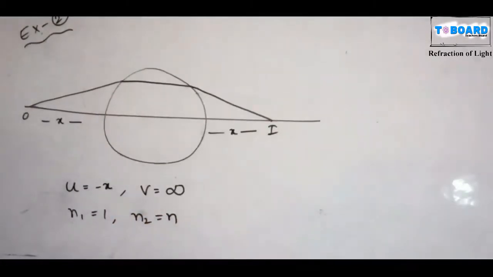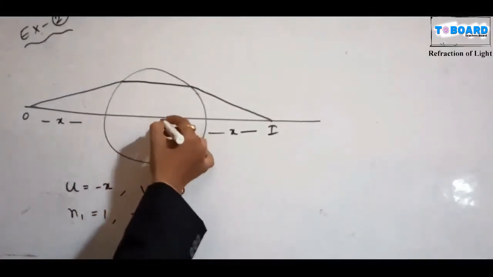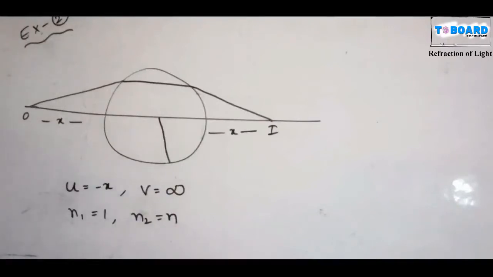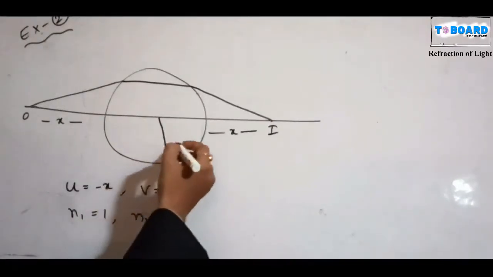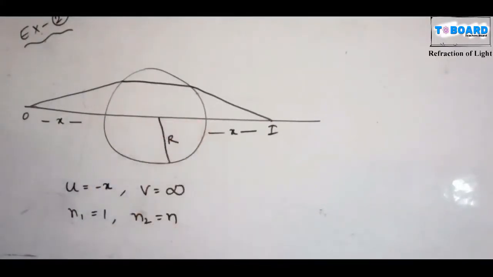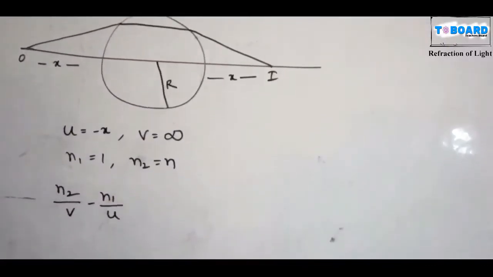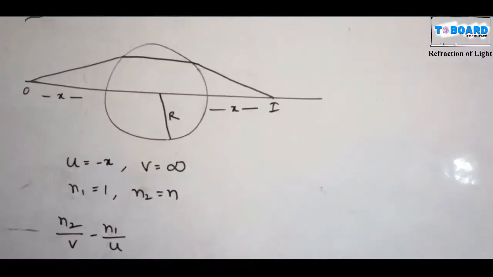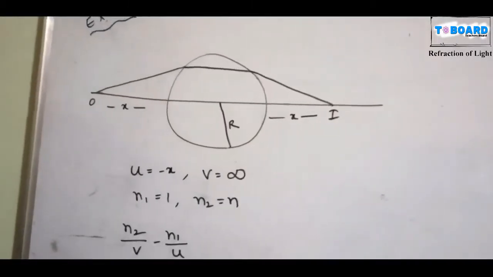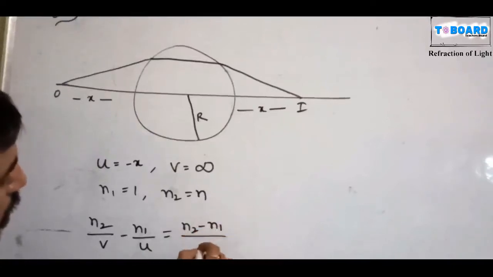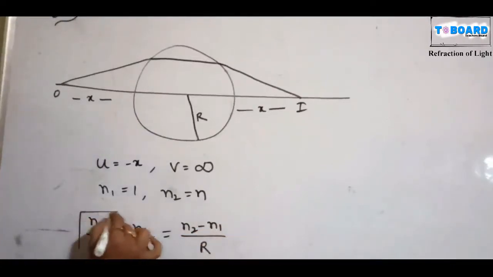Now I am going to substitute all the values. The radius of curvature is the same, r. Then I am going to use the formula n2 by v minus n1 by u is equal to n2 minus n1 by r. This is the formula we can use.